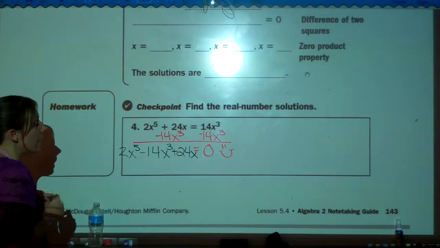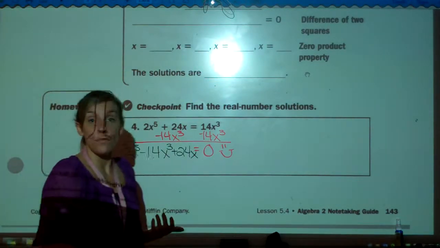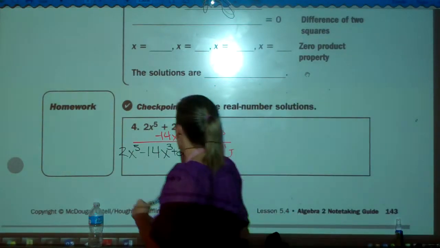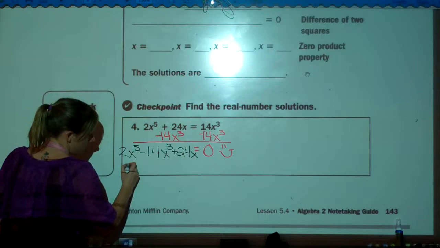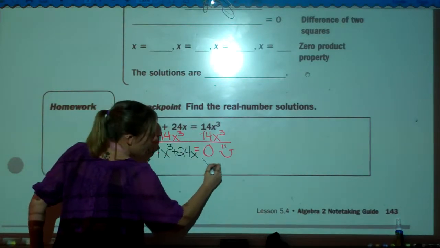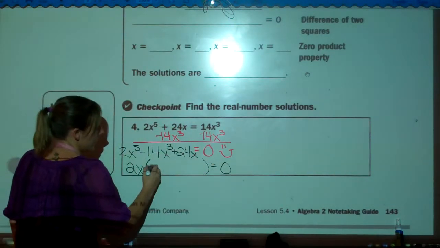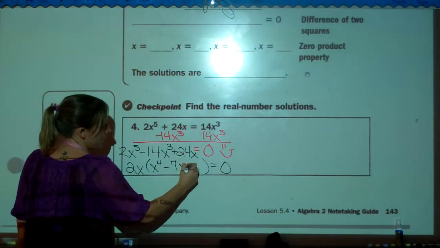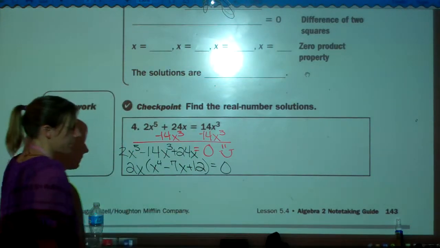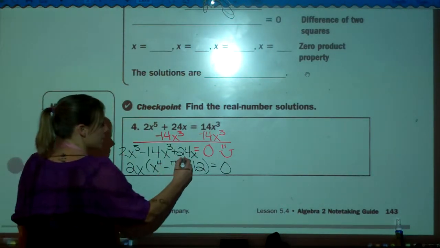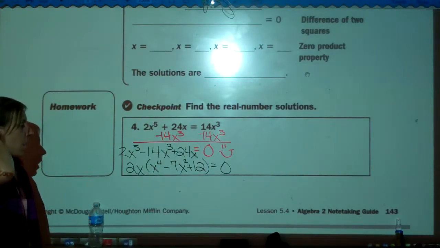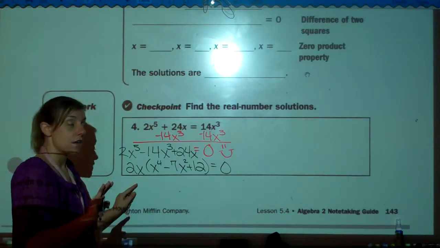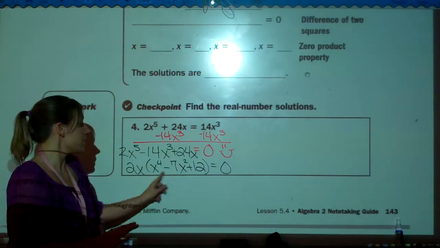Okay, I can divide, or I can do a GCF. What's the GCF of those three terms? That's a 2x. So if I divide a 2x out, I get x to the fourth minus 7x plus 12. Oh, x squared, sorry. This factor is going to be a part of our solving, but I'm going to wait on it for a second. Now let's factor this.